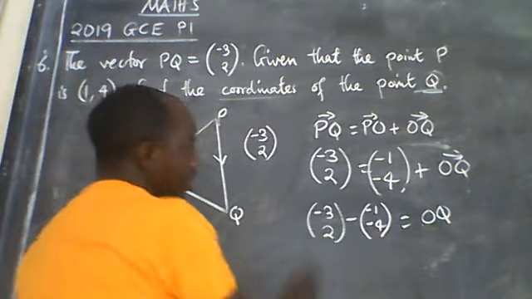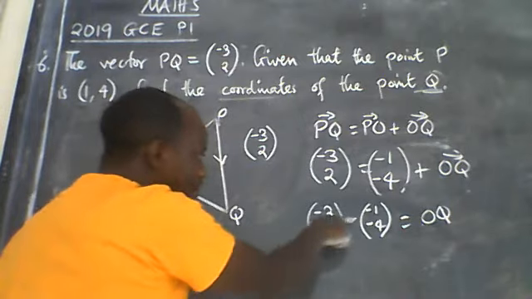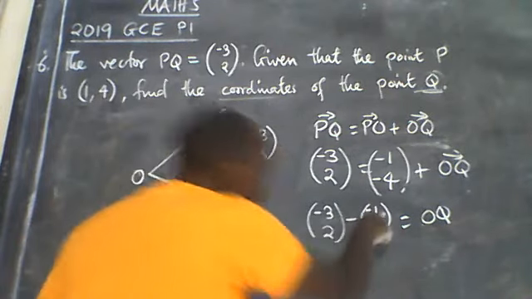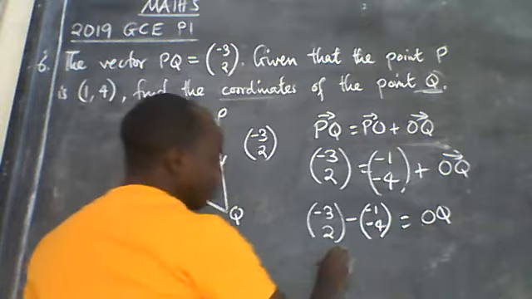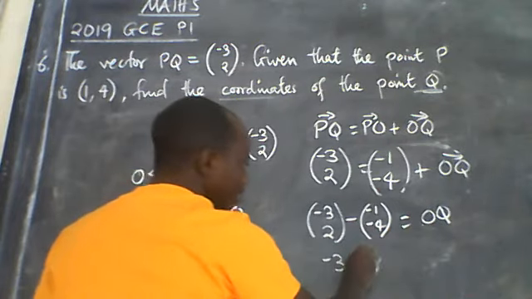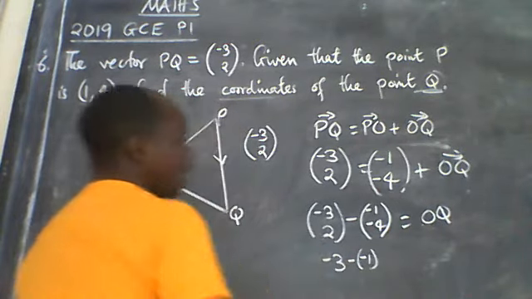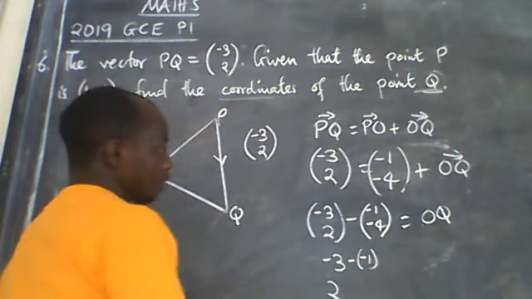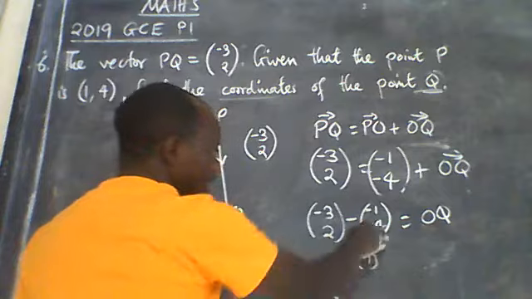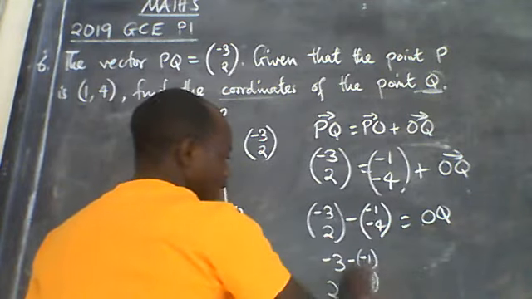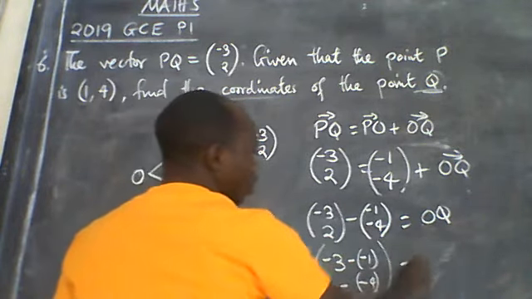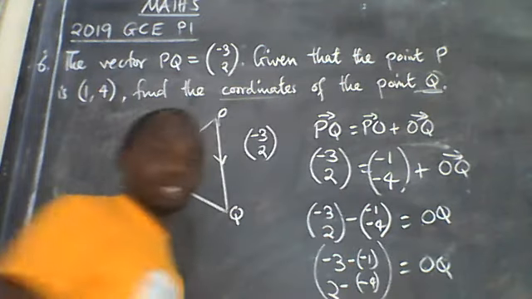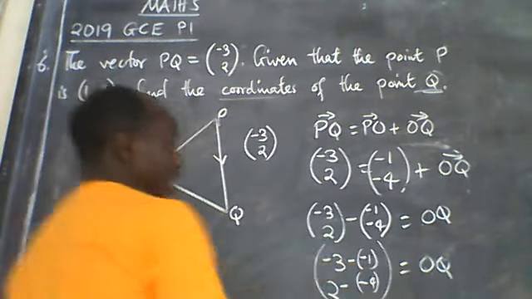So for these calculations here, we are going to have negative 3 minus negative 1 there. And then down we have 2 minus negative 4, like that, is equal to OQ, the one we want. What next? We find the answer now.